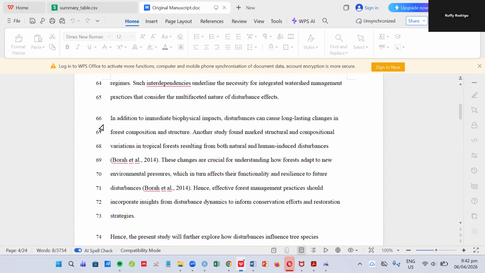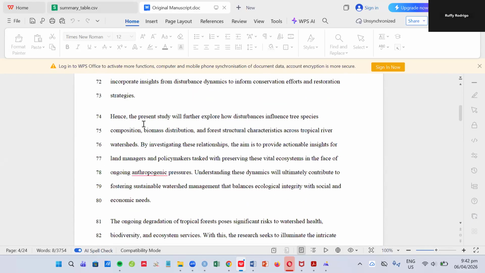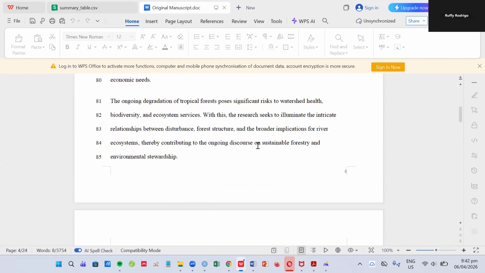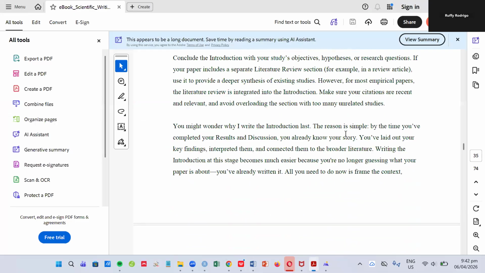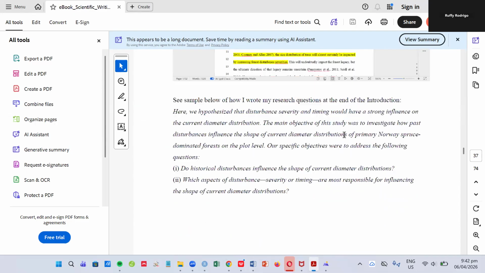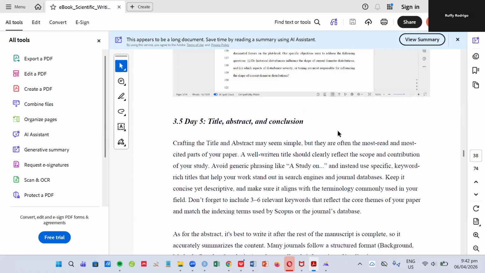Then, in addition, I'm justifying more what you're reading, and here, hence, the study will further do this, and so on. And then the conclusion. With this, the research seeks to illuminate the intricate relation between disturbances, forest structure, and the broader implications for river ecosystems. So this is the kind of story that we want to tell and why you are doing it. And that's it. For your introduction, you're done.